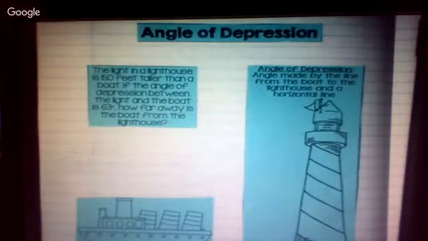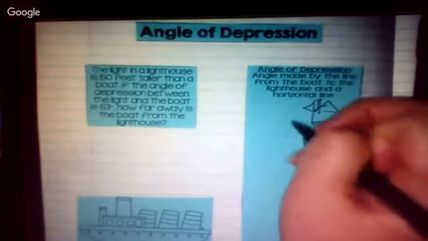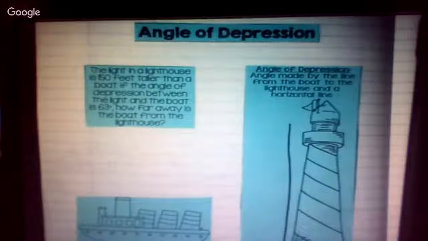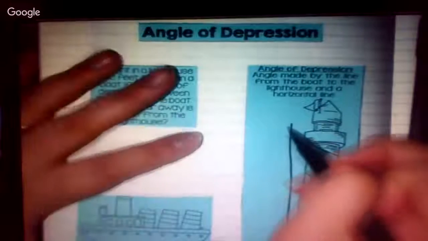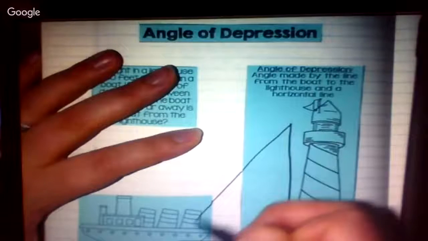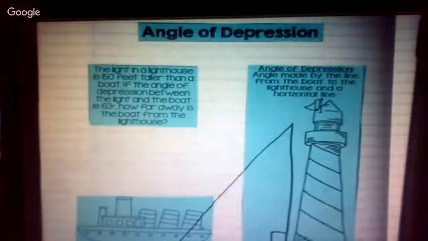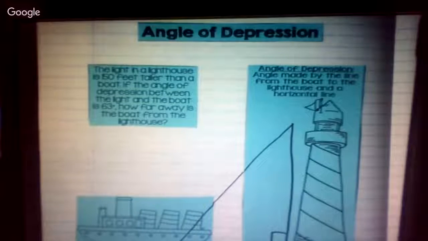So again, we're dealing with right triangles, so we need to draw ourselves a right triangle. We've got the height of the tower. We've got the distance from the boat to the tower. And we've got the diagonal line here. Okay, this is the hardest one to do. Why? Because of where the angle is placed. So we're going to talk about it.